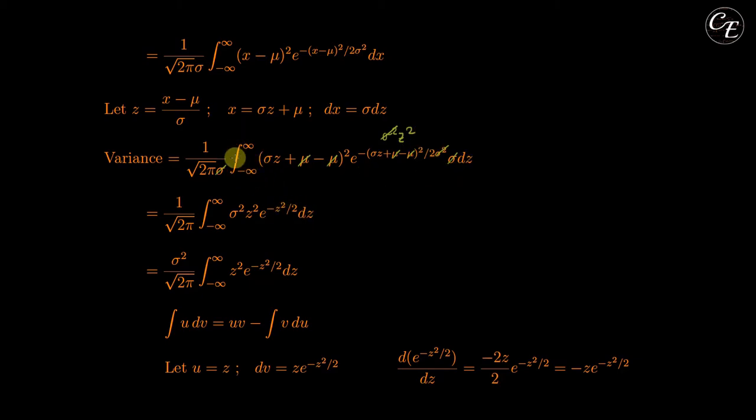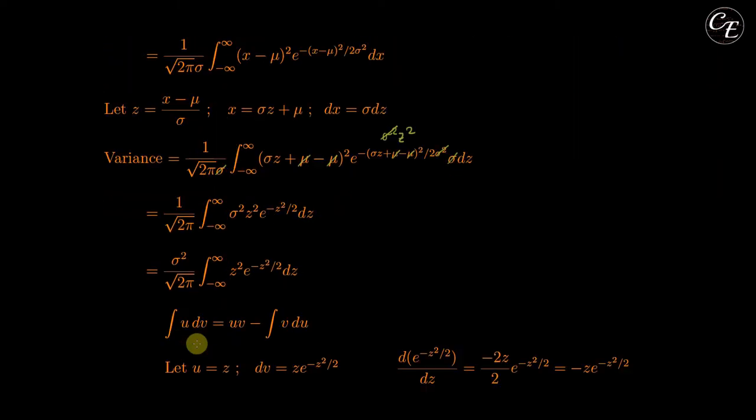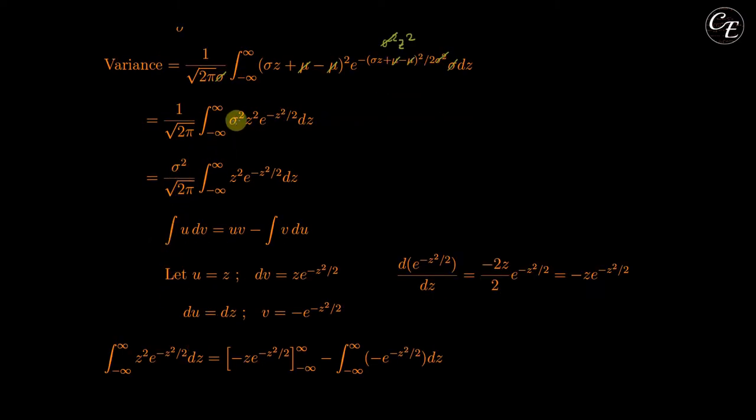Now for the limits, if x is negative infinity, minus a constant is still negative infinity, and negative infinity divided by a constant that is always greater than 0 is still negative infinity, so we have here negative infinity. And if x is positive infinity, minus a constant is still positive infinity, and positive infinity divided by a constant that is always greater than 0 is still positive infinity, so we have here positive infinity. Then we can move this constant outside of the integral, so we have here sigma squared from here.